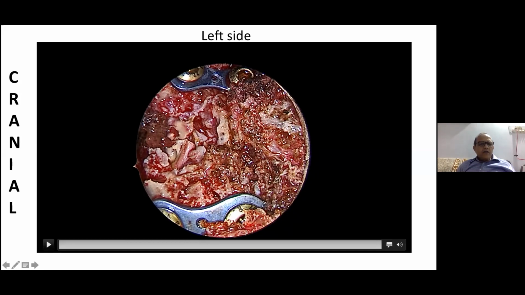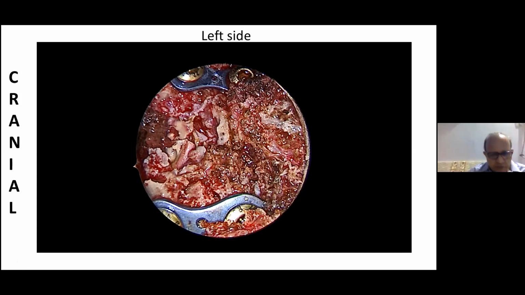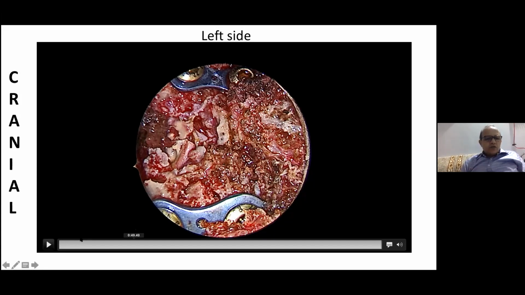This plate's convexity should be posterior; towards you, it should be concave. So tighten C1 first. I mean, put in the screw first at C2, but for final tightening, tighten C1 first. Otherwise, if you tighten C2 first, then it may become oblique, so C2 will not come back. Reduction may not be complete. So tighten the C1 screw first, and then tighten C2.